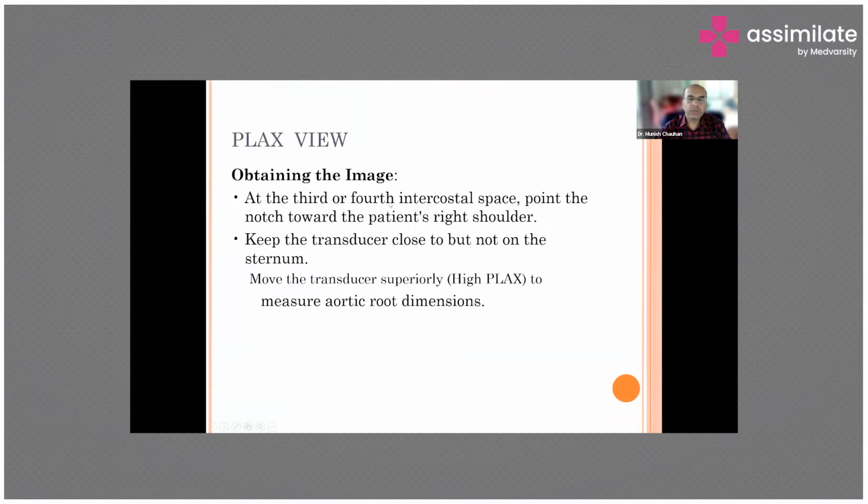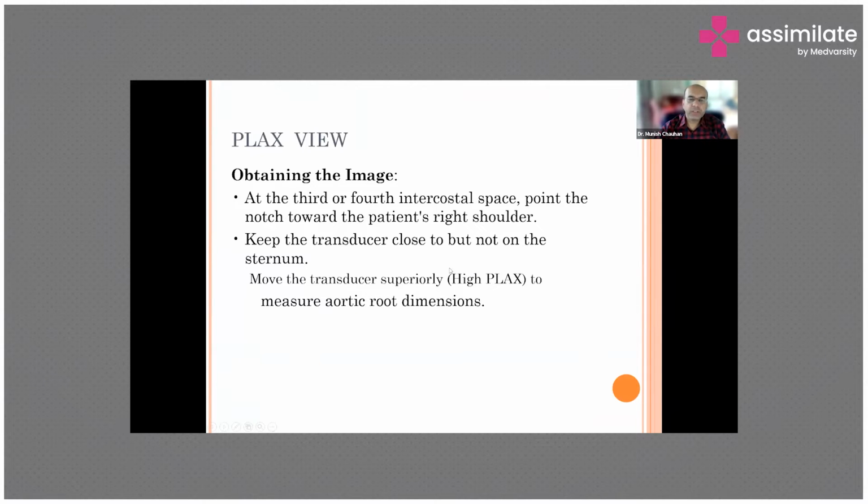Parasternal long axis view. Place the probe at the third or fourth intercostal space, pointing the pointer notch toward the right side of the patient, just next to the sternum. Once you get an image, you can tilt it or slide it, get a high parasternal or low parasternal view, whatever measurements you want to see.